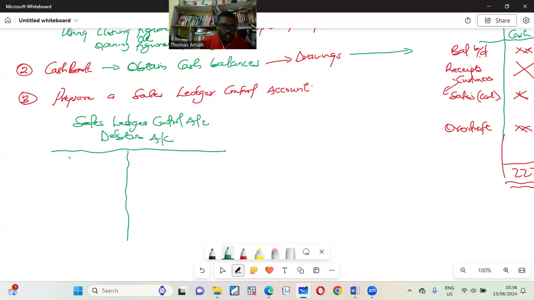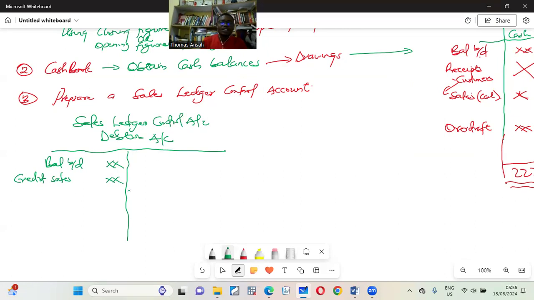All right. So it means that as for debtors, they are assets. So your balance brought down is here. Now, when will it increase? It will increase when there is a credit sale. So you have more debtors. So if it has credit sales, then that's it.